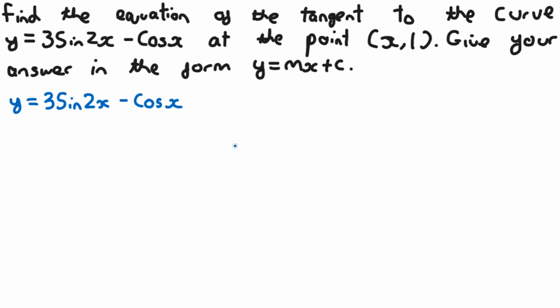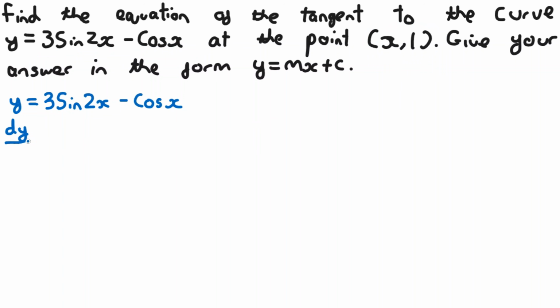But in order to find the equation of the tangent, we need to know the gradient of the tangent. We can do this because the gradient of the tangent is the same as the gradient at this point on the curve. To find the gradient at this point on the curve, we need to differentiate this, find dy over dx, and then we can find the gradient at this point. So we need to differentiate this.